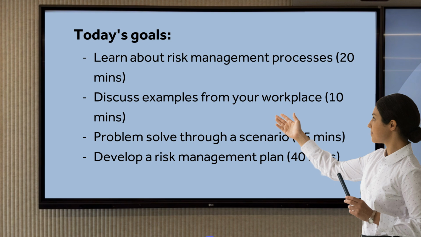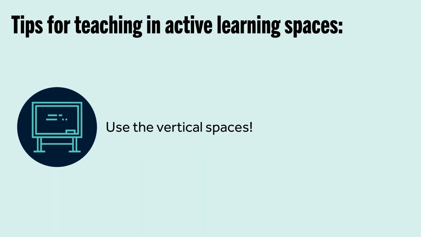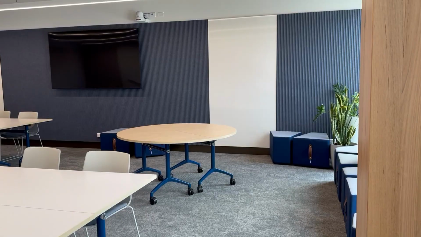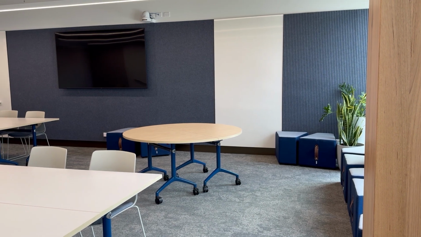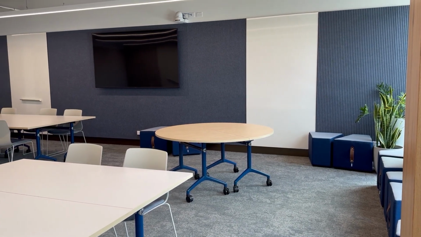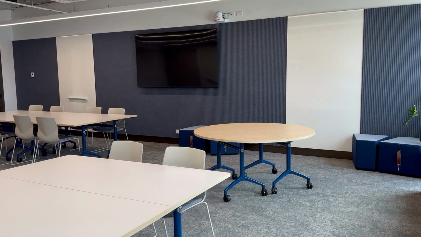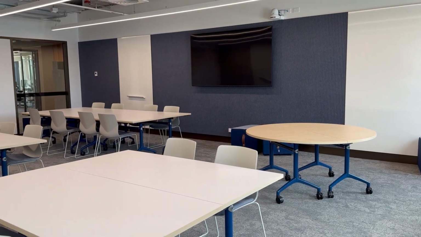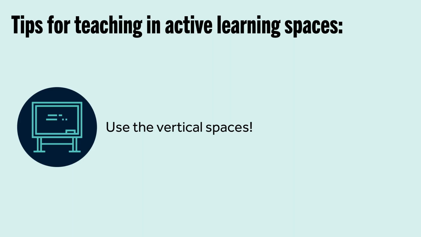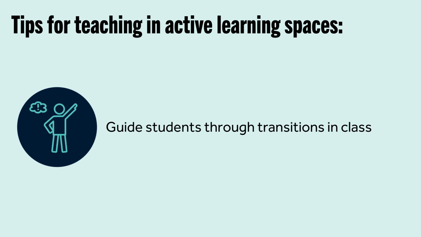The next tip is to use the vertical spaces. So whether it's the physical whiteboards, whether it's the interactive whiteboards or pinnable surfaces, for students to be able to visualize their learning and talk to their ideas is a great way to get interactivity. Next is guiding students through transitions in class. And that's being really explicit about when students might need to move into groups, or when they need to move to be able to see the screen, or when they're going to collaborate together.